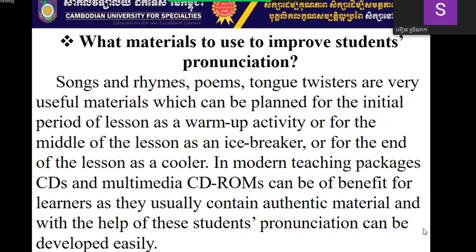Okay, I would like to say hello again to the teacher and everyone. And this is the last point of our topic. We talk about what materials to use to improve student pronunciation. So songs and rhymes, poems, and tongue twisters are materials to improve student pronunciation. Let's see the meaning of them.